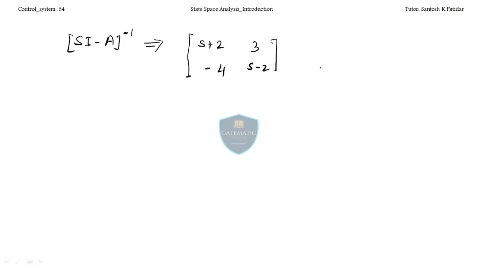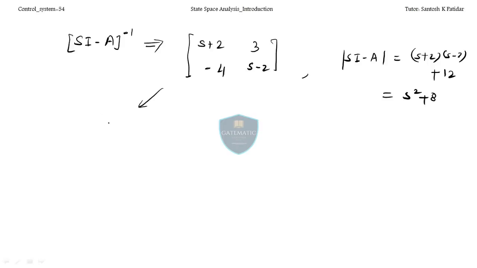So the determinant of this I am going to find directly. This is (s plus 2)(s minus 2) plus 12. Okay, so open it, you will get s squared plus 8. That is over. Now adjoint A.